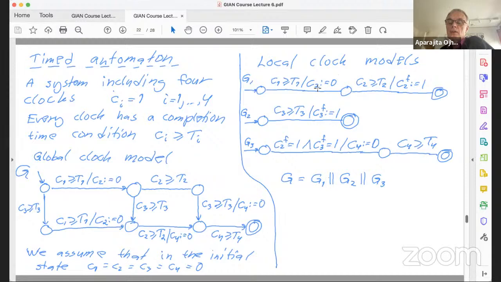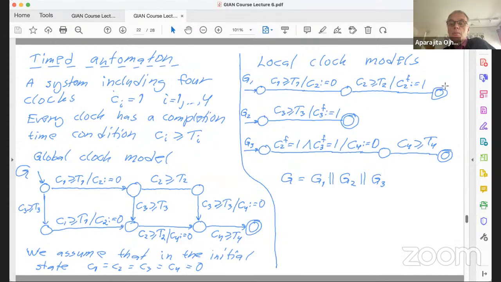So here you make this clock reset, as it is called, and then you start the next operation, and when the time has passed there, when C2 is greater or equal to T2, then you are done. And in this case, we put a logical condition that a logical variable C2F is equal to 1. And then for the second operation, we have another clock, C3, which needs to pass time unit T3 to complete that operation.